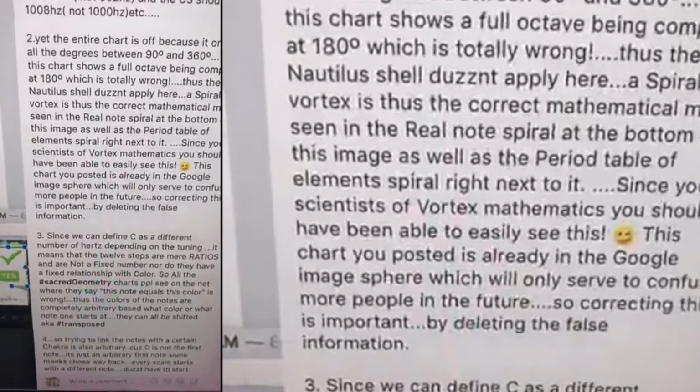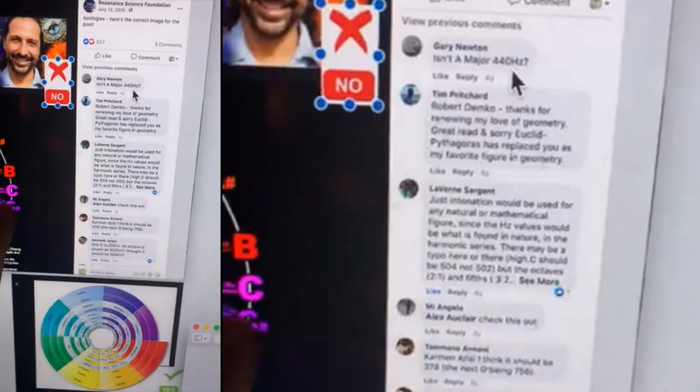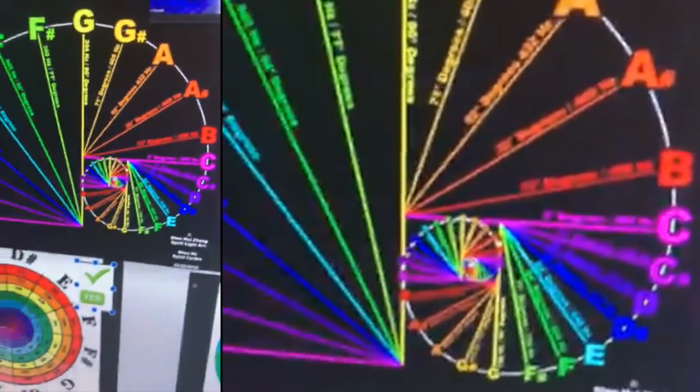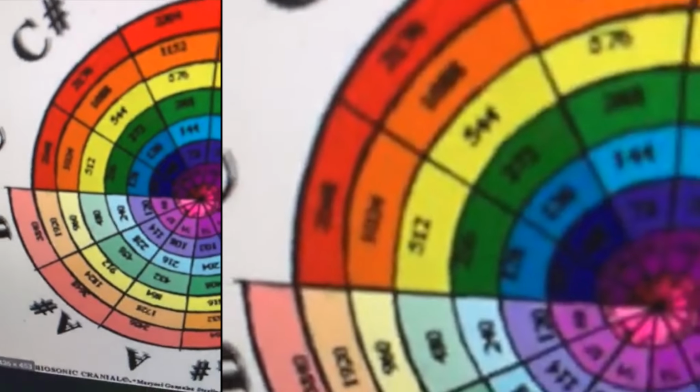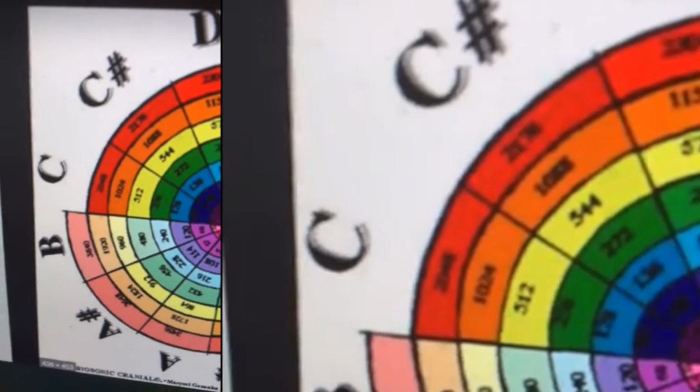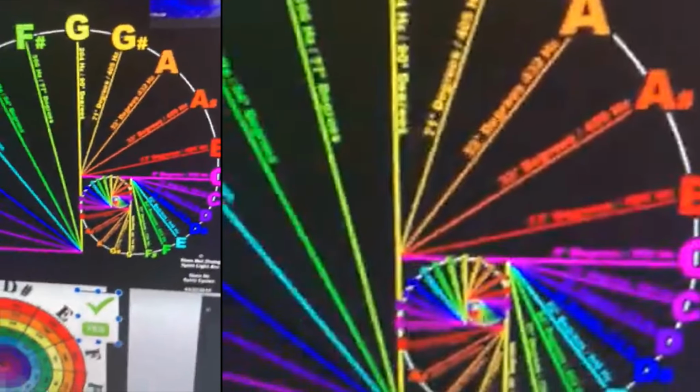All right, now the second mistake Nassim Haramein made is number two. I'll read it out. Yet the entire chart is off because it omits all the degrees beyond 90 degrees and 360. So this chart shows a full octave being complete at 180 degrees, which is totally wrong. So we have C here, this is C1, and this is C2, but you see C2 is at 180 degrees, right? So this is 0 degrees, and this is all the way over, this is 180 degrees. And that's off. It has to be 360 degrees like this. The next C is always going to be 360 degrees. See how they have 512, 1024. All the C's are lined up, but these aren't lined up, right?